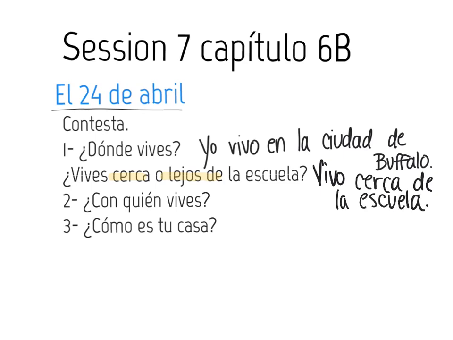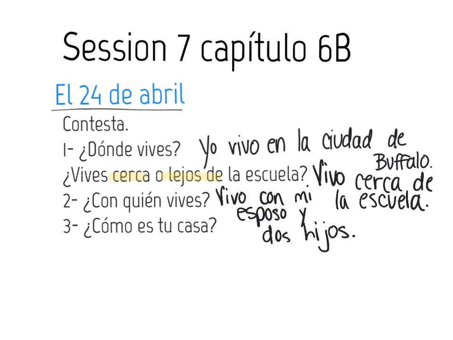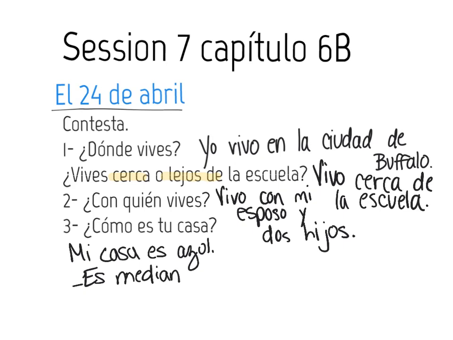¿Con quién vives? With whom do you live? Vivo con mi esposo y 2 hijos. ¿Cómo es tu casa? What is your house like? Mi casa es azul. Es mediana, medium, average in size.